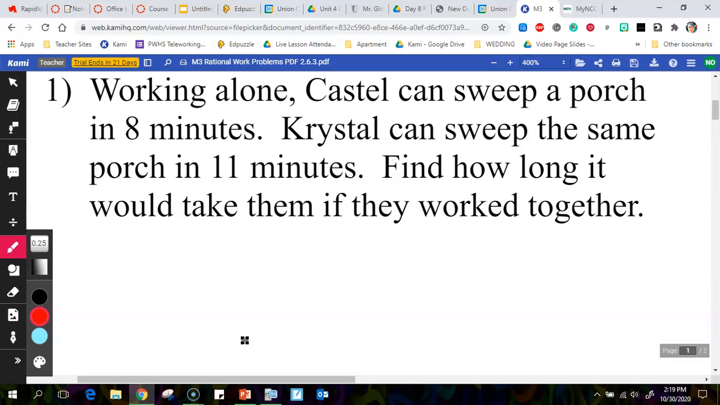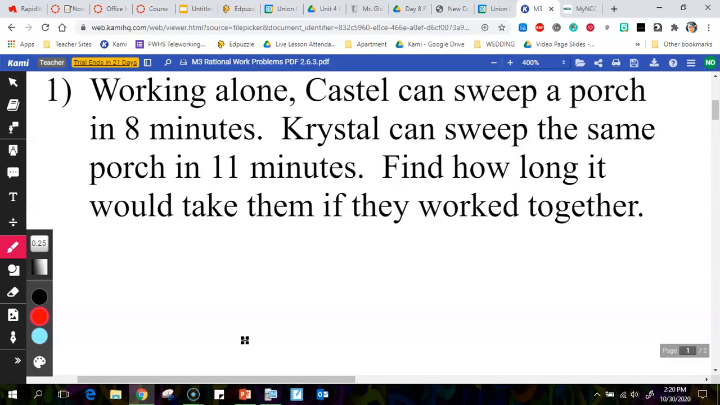So the problem says, working alone, Castell can sweep a porch in 8 minutes. Crystal can sweep the same porch in 11 minutes, and then we're supposed to find out how long it would take them if they worked together. So you might think, oh, 8x plus 11x. No, it doesn't work that way, unfortunately. The way we set this up is with a fraction, with a ratio. That's why these are rational expression applications.